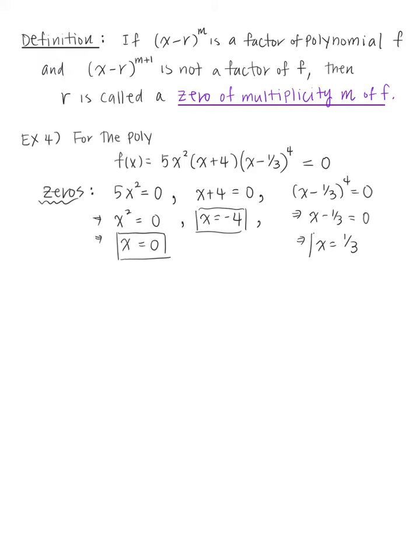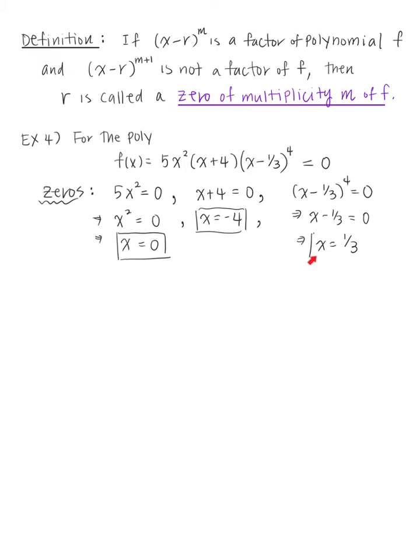And for x equals -4, let's look at it. That came from x plus 4 to the first power, right? So it's only repeated once. So that means that -4 is a 0 of f with multiplicity of 1.